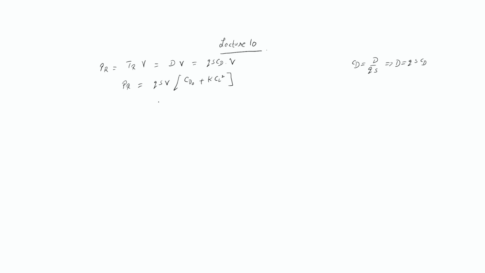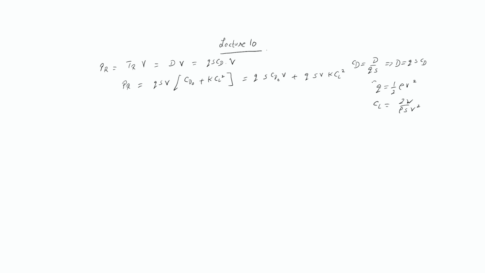Now let me just open this bracket. So this is QS CD naught into V plus QSV into KCL square. We know that Q is equal to half rho V square, and CL is 2W by rho S V square.